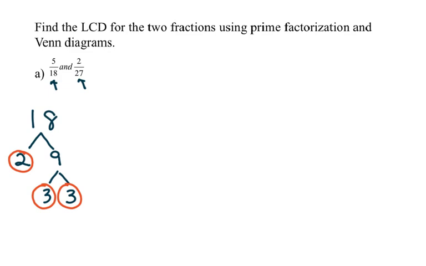Now I'll do the same thing for 27. Many of us call this a factor tree. For 27, we have 3 times 9. 3 is a prime. 9 can be broken down further to 3 and 3. And both of those are prime. And so we have the prime factorization of 27.